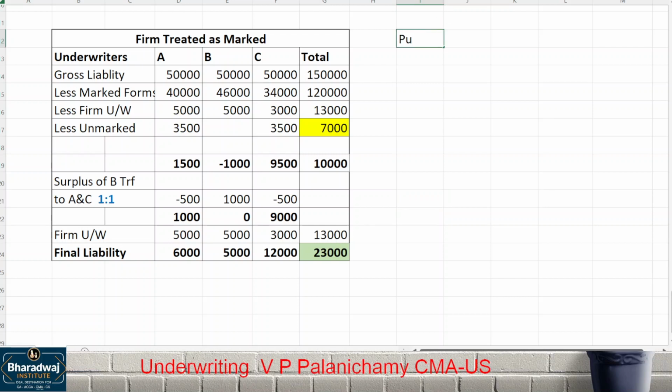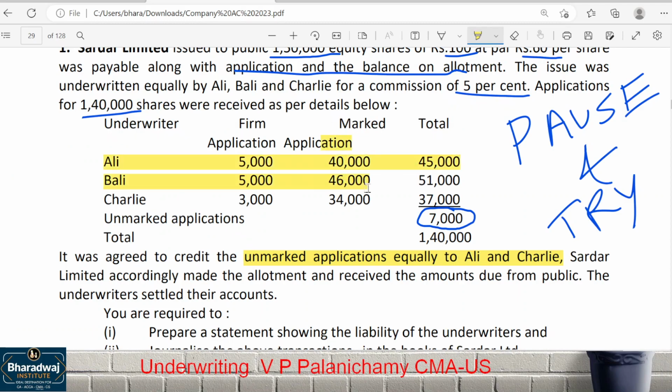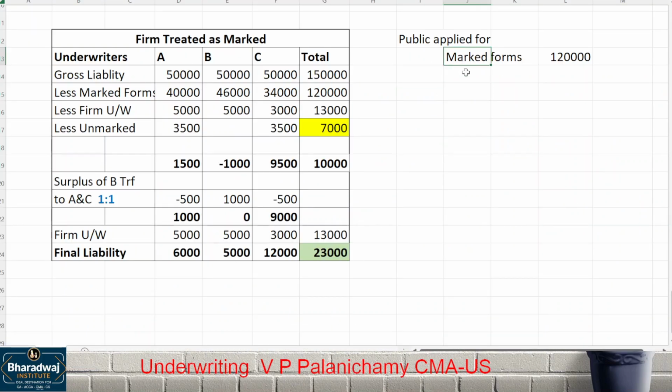We can verify. Public applied for marked forms. What is the marked forms total? This one: 40, 46, 34. Marked forms total, public applied. Then unmarked forms, that is given in the question directly, 7,000. So totally 1,27,000 is applied by public. But we have issued how many shares? 1,50,000 shares. So the balance is given to underwriters.